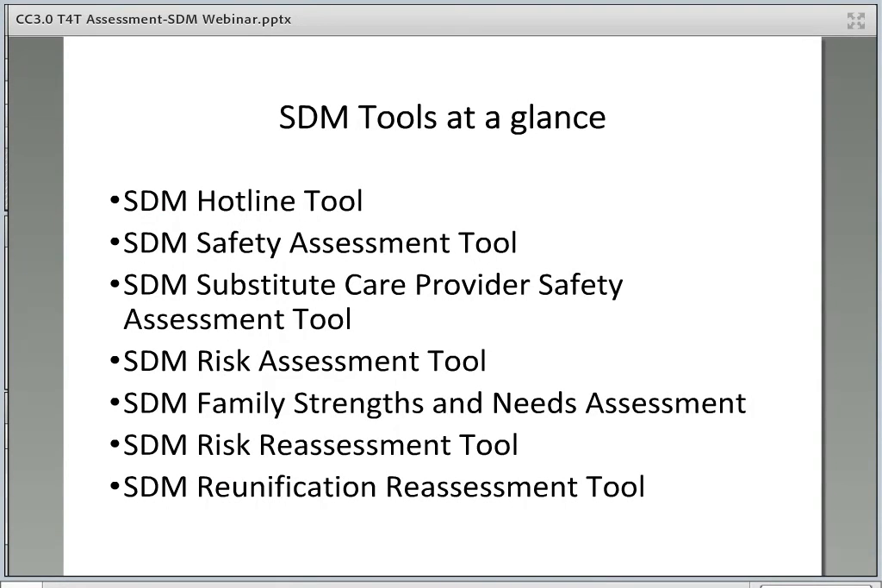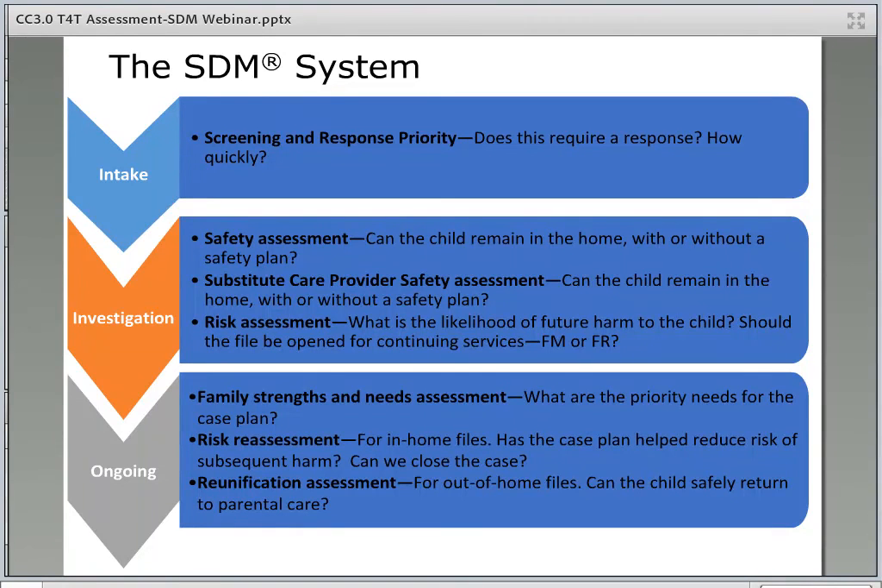Here are the SDM tools at a glance. The next section will provide a basic overview of each tool. This is a visual that highlights how the SDM system provides an assessment for each key decision point in the lifespan of a protection file, which is divided into 3 parts: intake and response, investigation, and ongoing.